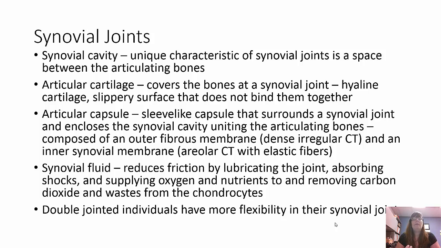Articular cartilage is on the end of each of those bones, and it's going to make it slippery. It does not bind the bones together, but it covers them, and it's made of hyaline cartilage. The articular capsule is a sleeve-like capsule that surrounds the whole synovial joint and encloses that synovial cavity, which kind of unites those articulating bones. So you have your bones together and they're surrounded by this articular capsule, so there's movement, but they still stay in that same space.